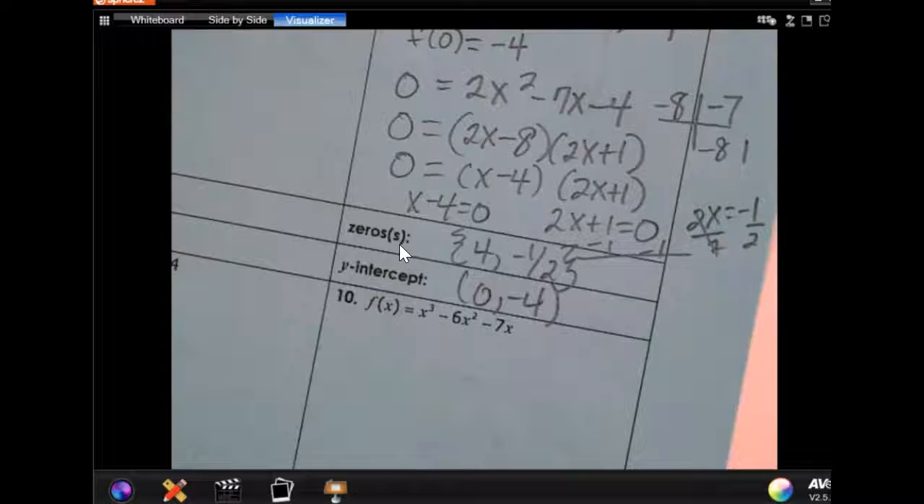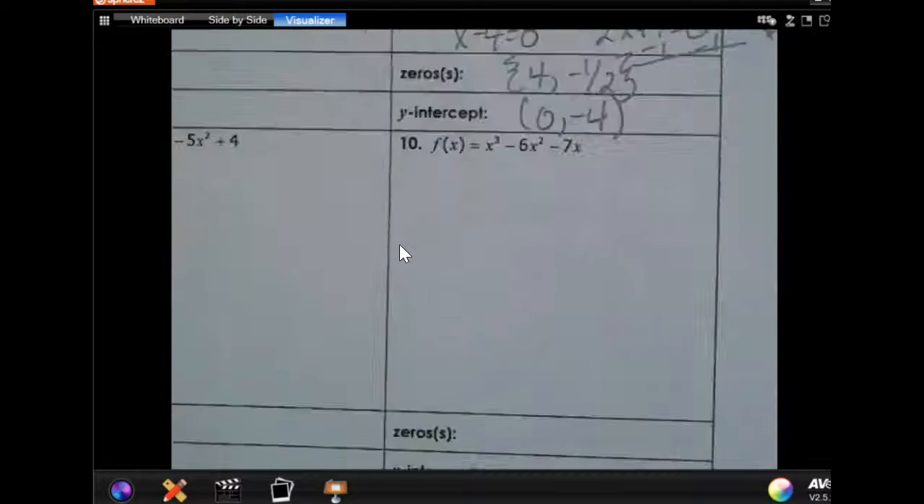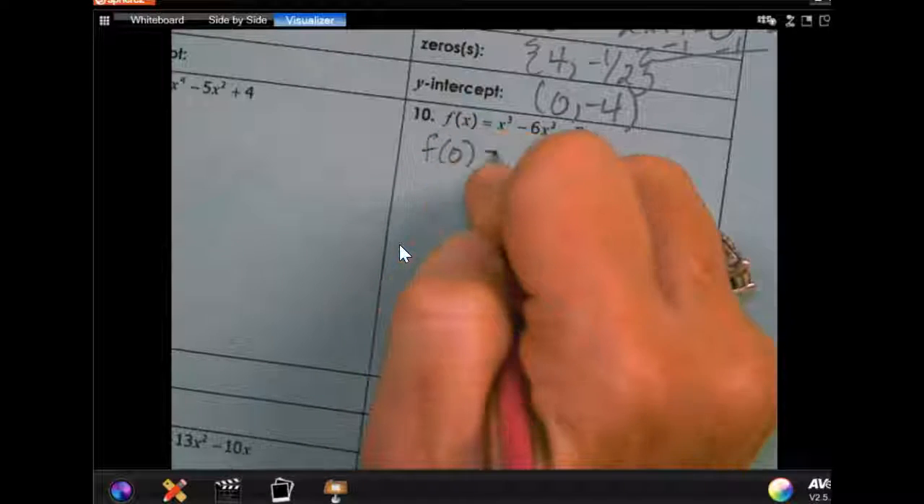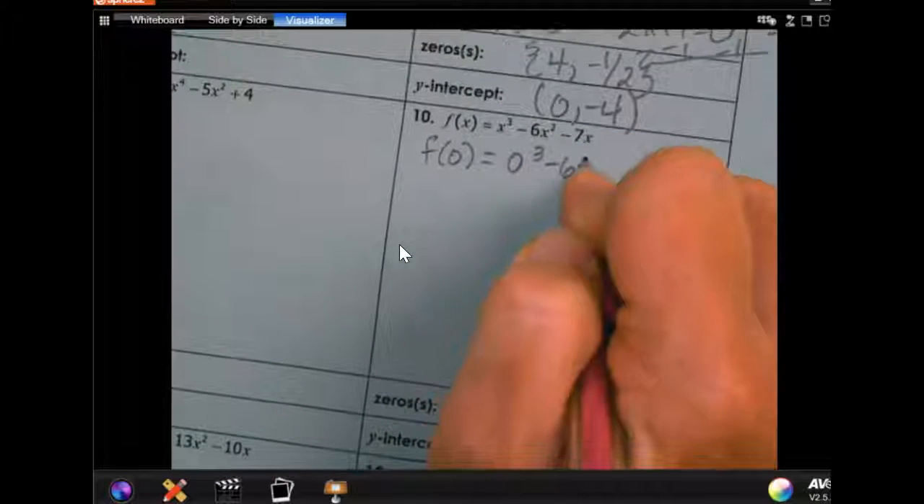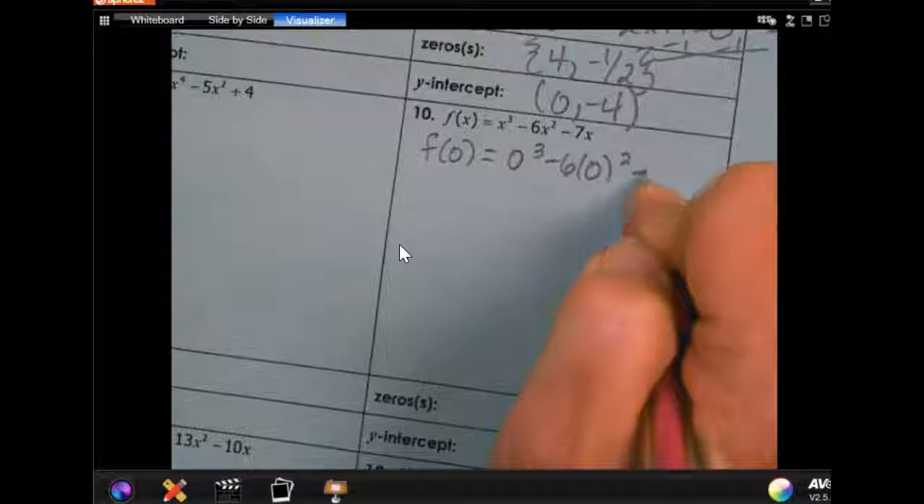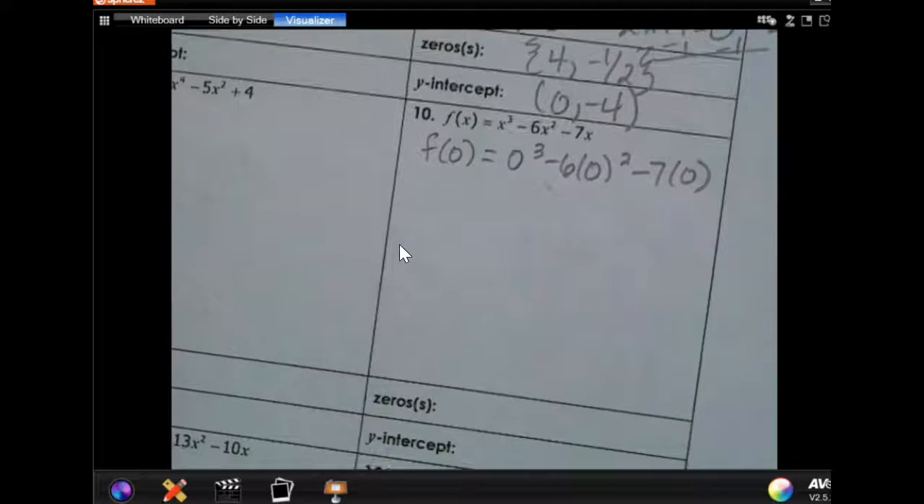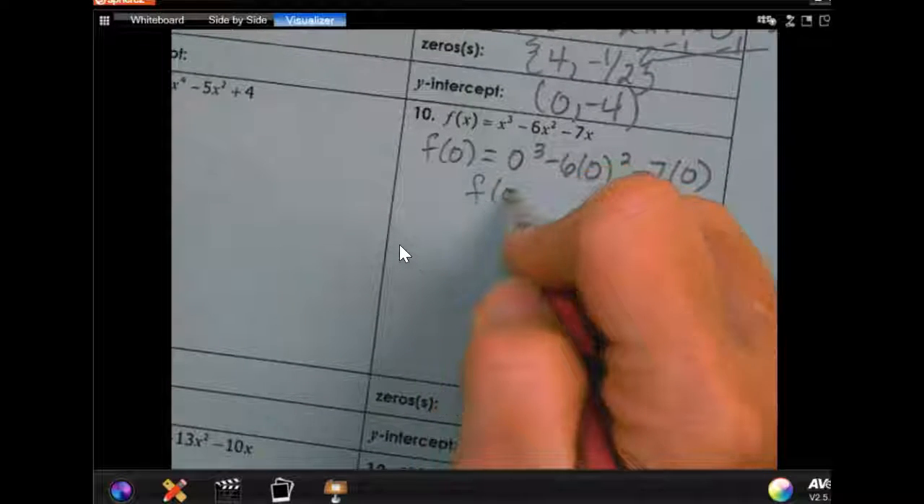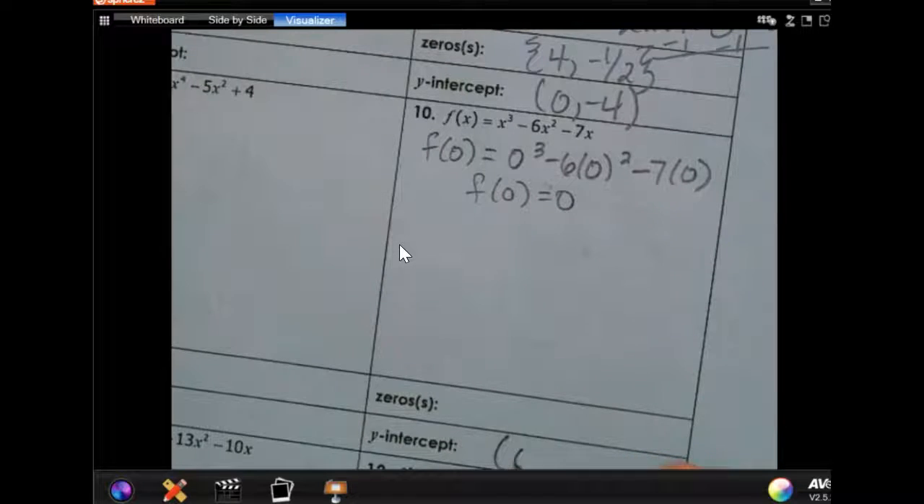So I'm going to go on and do number 10. I want to find the y-intercepts and the x-intercepts. So first of all, to find the y-intercepts, I just plug 0 in for x. So it's 0, 0, 0. So what do I get? 0. So I get a y-intercept of (0, 0).